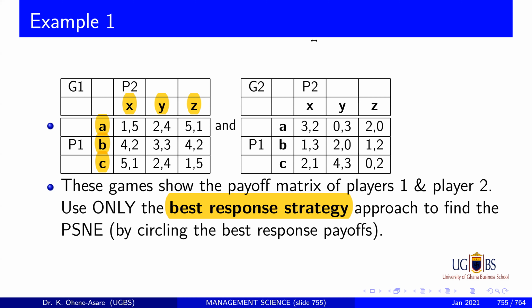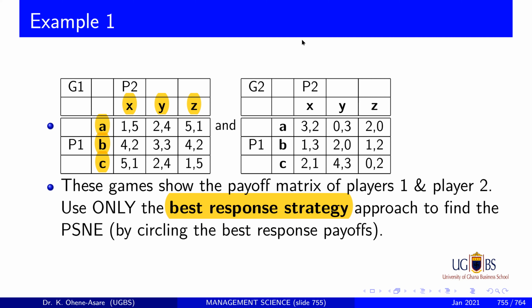Yes, Doc, when you are identifying the best response strategy, you realize that at a point we have equal numbers, you have a particular two strategies having equal numbers. Yes, no problem. You circle both of them. Okay. Thank you.